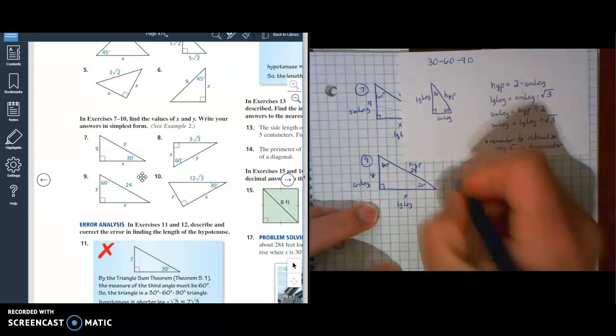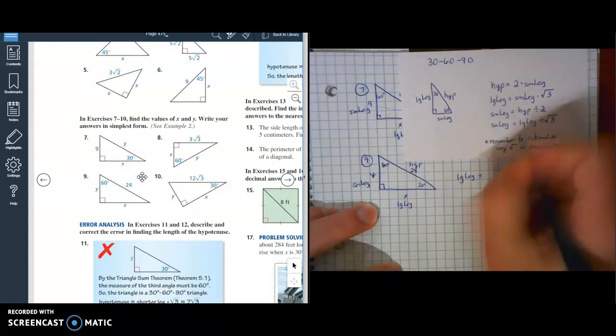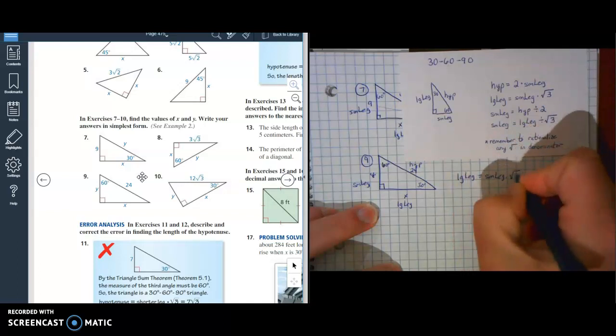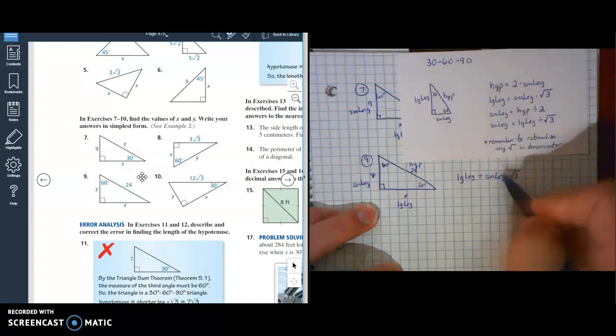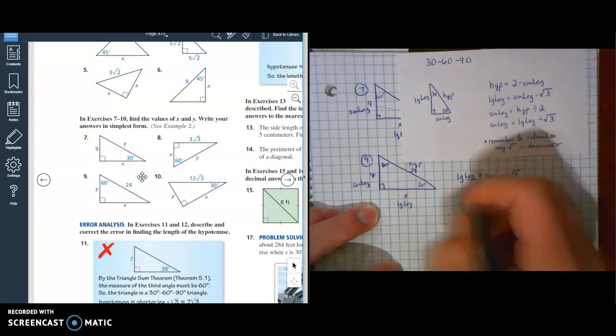All right, well, the large leg is equal to the small leg times root 3. Well, small problem. I don't have the small leg yet. So put that on hold. We'll come back to that formula. All right, so I'll leave a little space here.